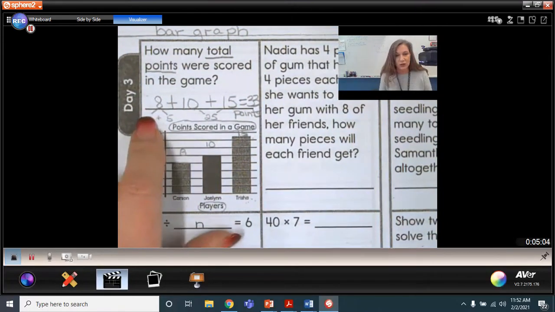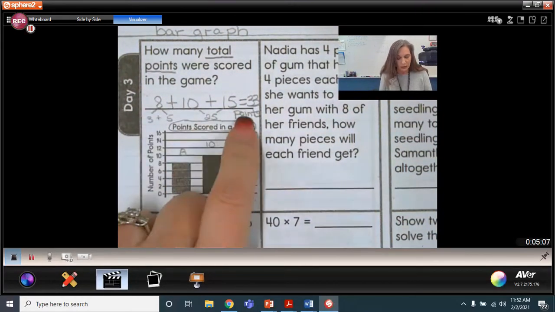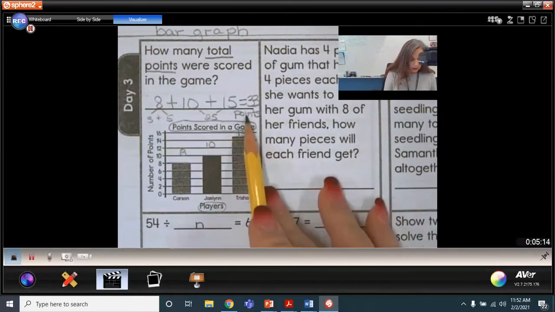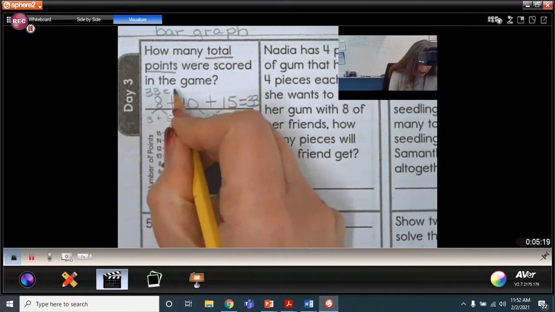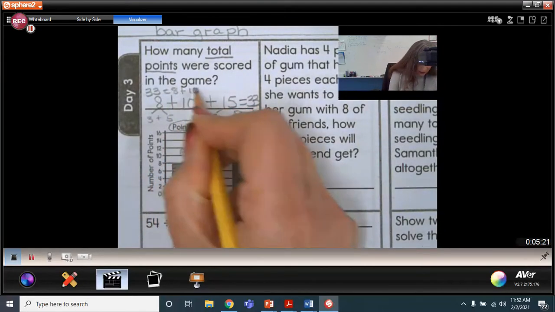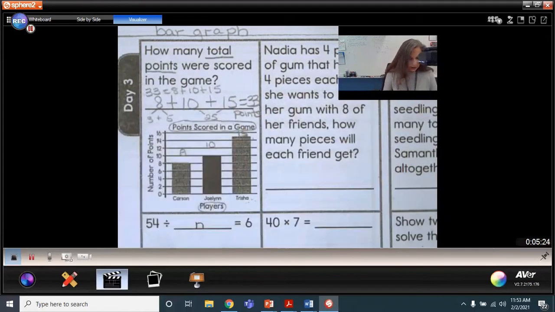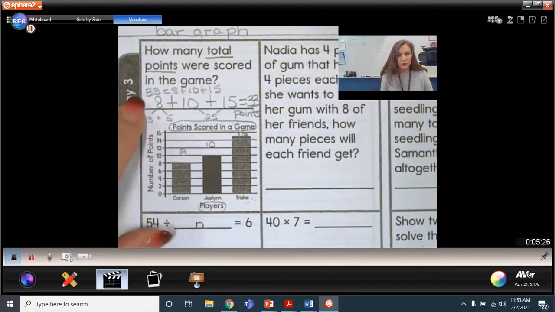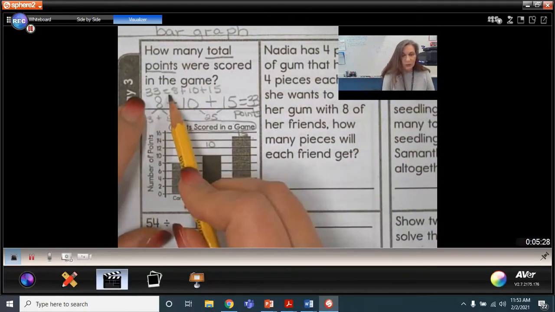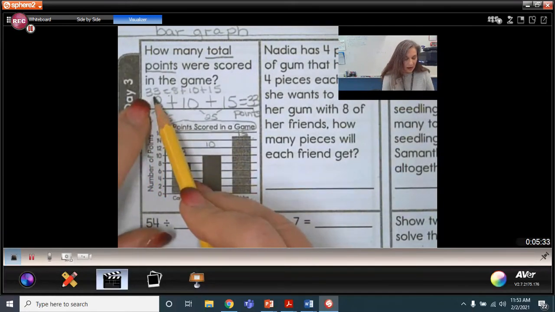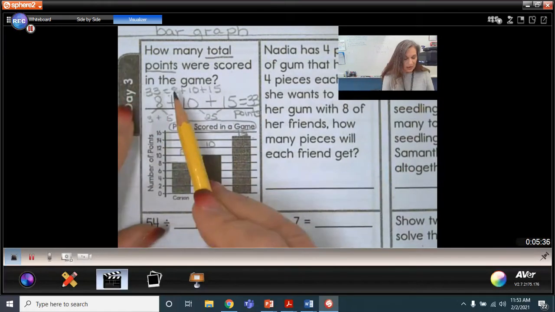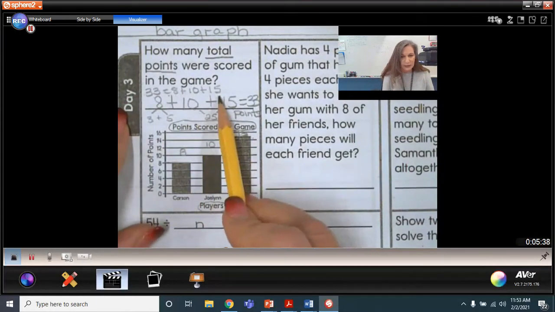So when I add these, and please make sure to write an equation here. Please do not just write 33 points. I want you to make sure you write an equation to go with it. So 33 points, you could also, if you needed to, add on to this. Remember that your equation can have the sum on the left side also. Because remember, an equal sign does not mean the answer. An equal sign means it's the same as. So 33 is the same as 8 plus 10 plus 15.